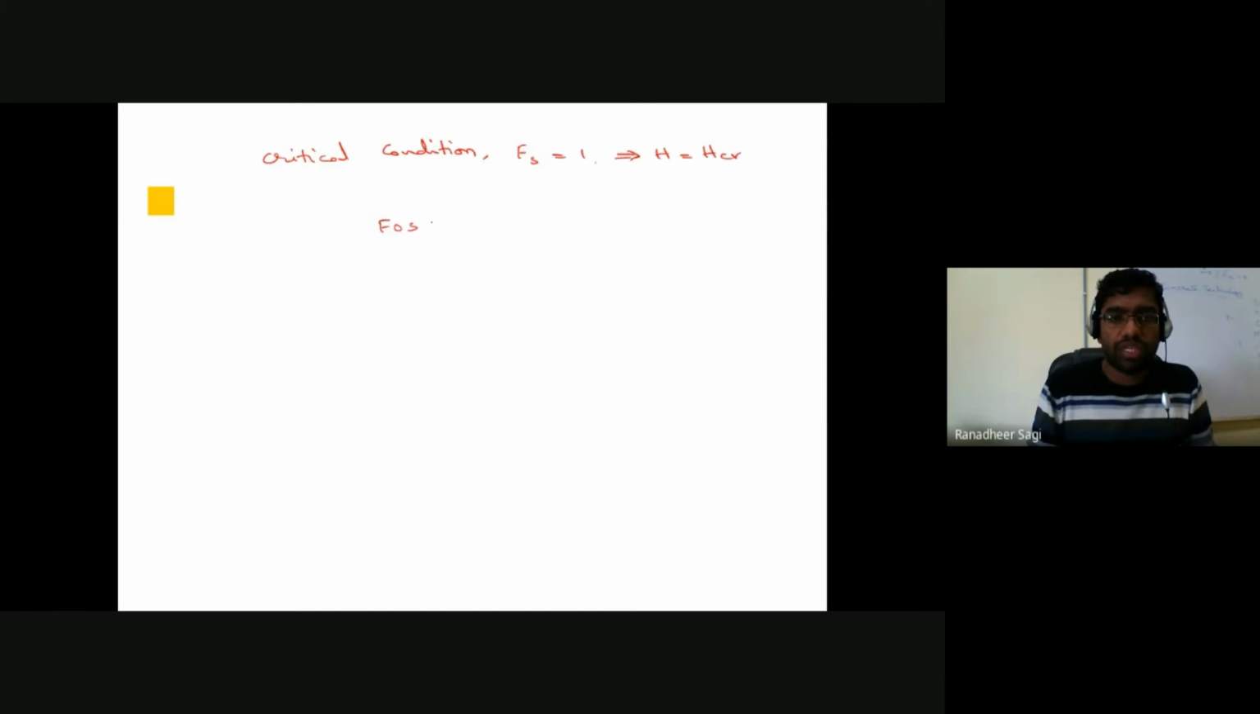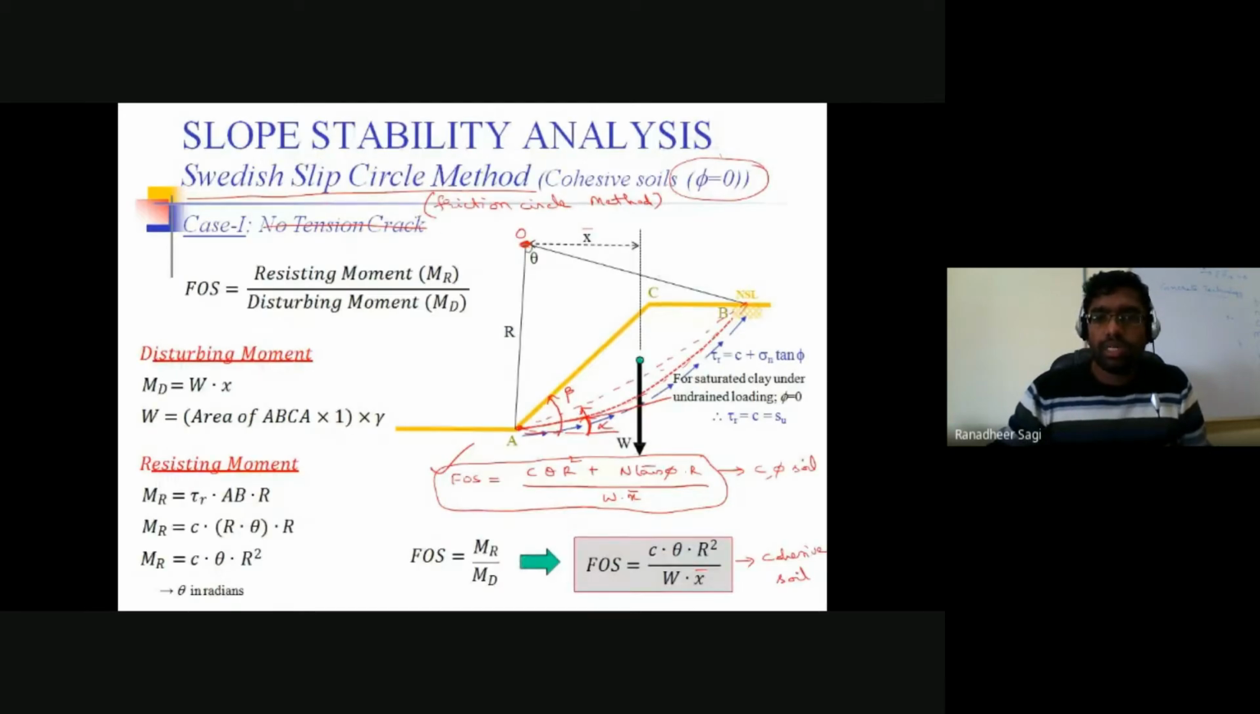So factor of safety is nothing but C into theta into R square. I am writing in terms of C and phi, considering total stress parameters of the soil. In case you are talking in terms of effective shear strength parameters, those parameters will be represented as C dash and phi dash. So don't get confused whether we write C and phi, or C dash and phi dash. It depends on whether you are doing a total stress analysis or an effective stress analysis in estimating the factor of safety.